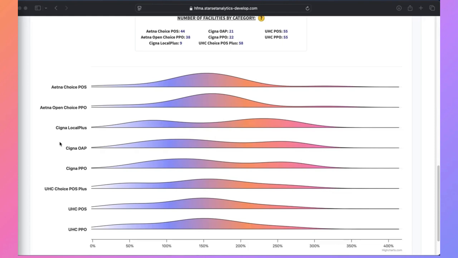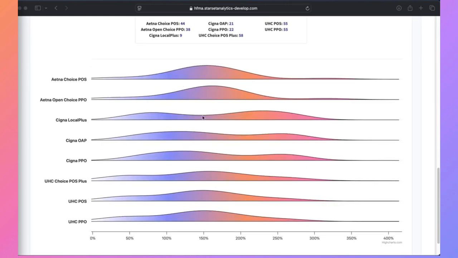underneath. You can see rates clustered around a mean of 150% of Medicare, with about half of hospitals above or below that mark. Facility count shows how many hospitals comprise this distribution. So in this case, the Cigna Local Plus appears to be much more widely distributed, but there are only 9 facilities for the Chicago market showing rates for that plan.